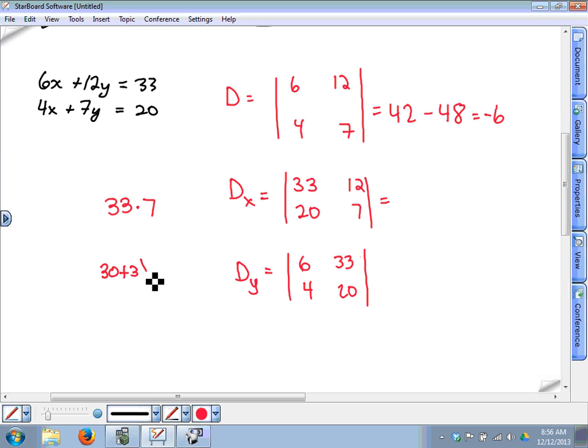What about this problem? Isn't that the same problem? Is that what a lot of you were saying? 30 times 7 and another. What is 30 times 7? 210. 3 times 7 is 21, so 210 plus 21 is what? 231. So 231 minus 12 times 20.